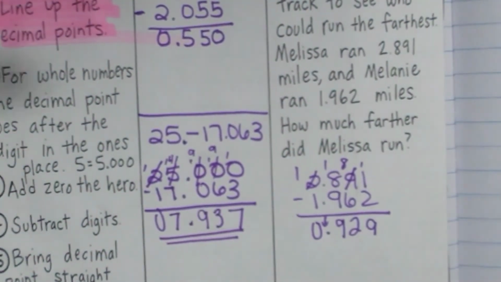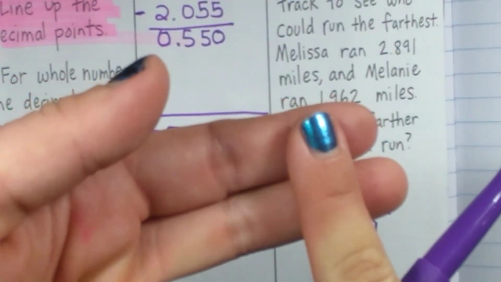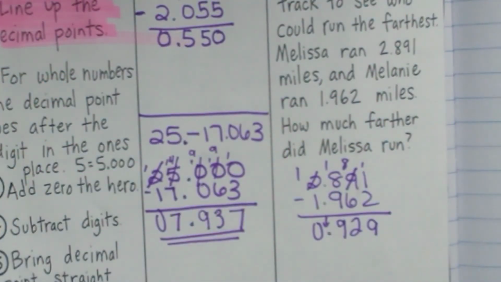So we remember, line up the decimal point and 0 the hero. Those are the two things that you need to remember.